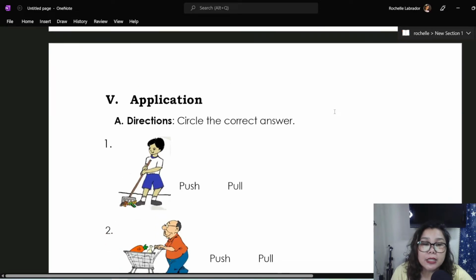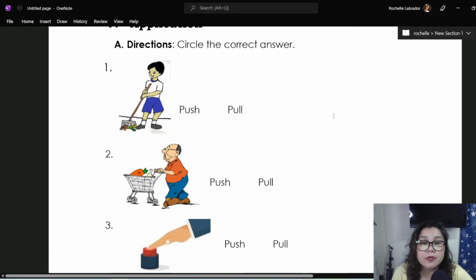Okay, if you're done, let's now proceed with application. Part A, direction. Circle the correct answer. Look at the movement first before you decide if it's push or pull. Again, when we say push, it's moving away from you, and when we say pull, it's moving towards you. So yung certain object that you move is going towards you. So yan ang pull.